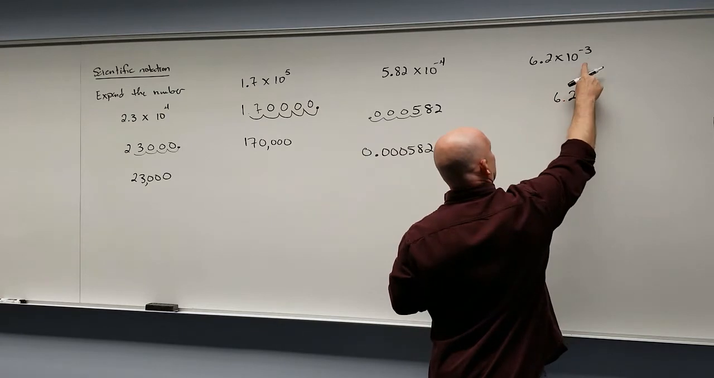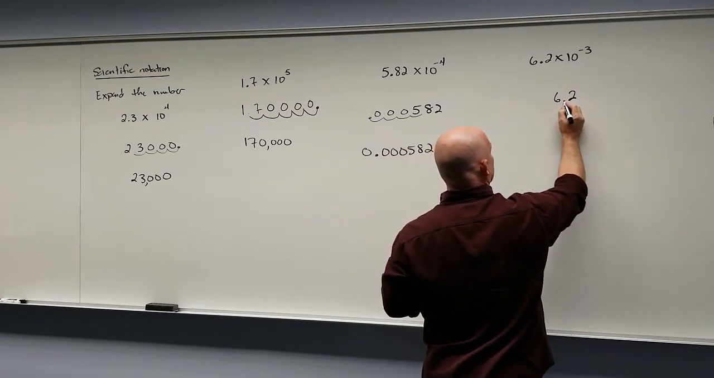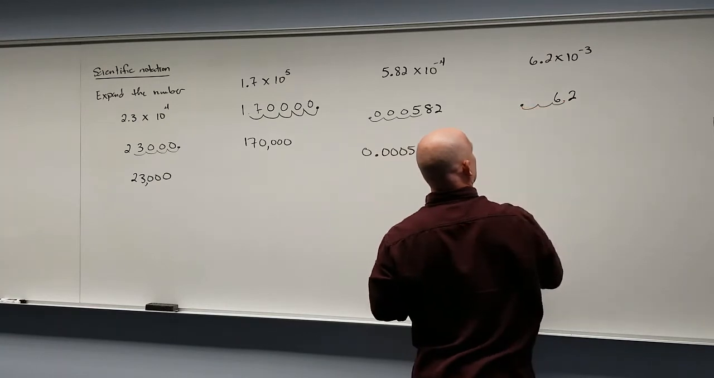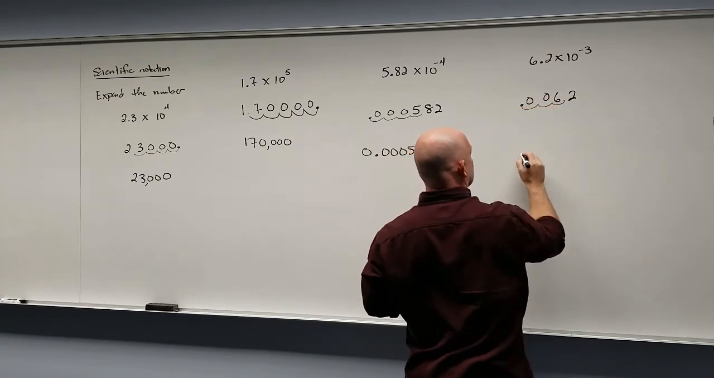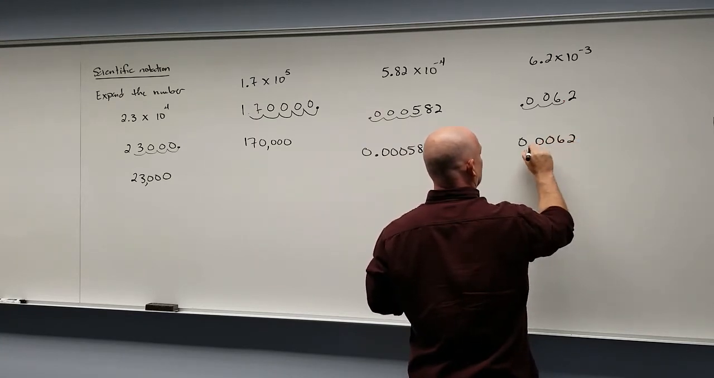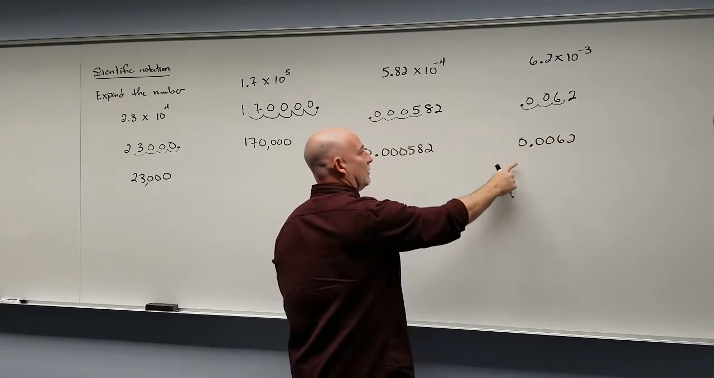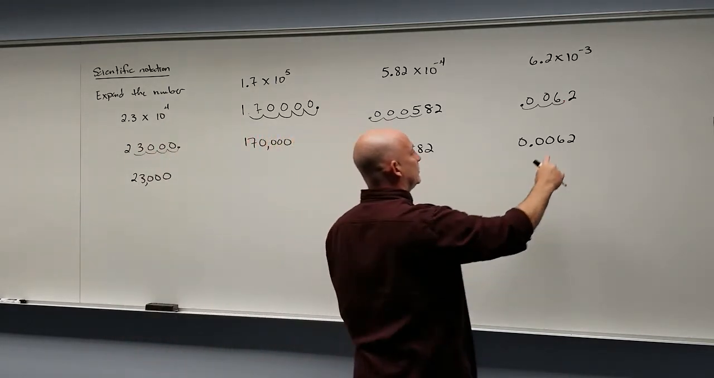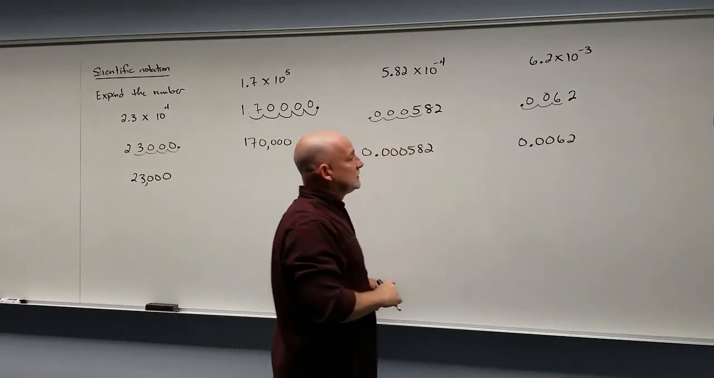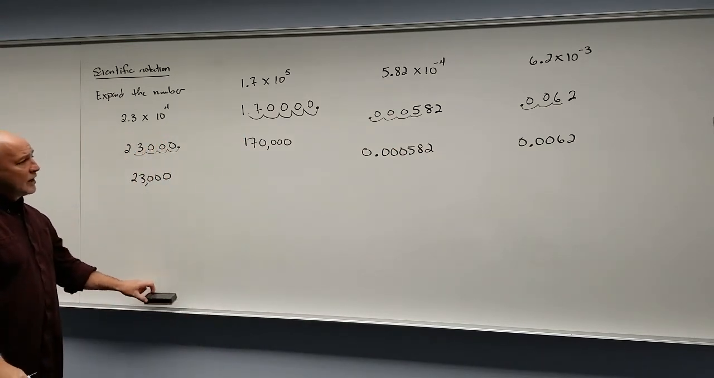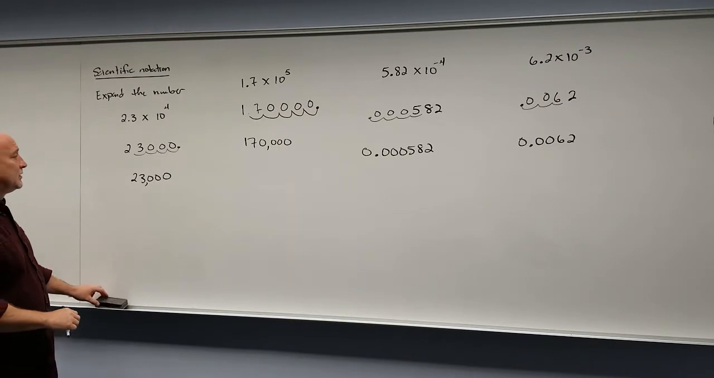Since that's a negative exponent, this is getting smaller, so I need to move it 3 places. 1, 2, 3 places. That's where the decimal is going to end up, which means I need to put 2 zeros in there. 0.0062. Again, the 0 out front is optional. Okay, so that's how you take a number that's in scientific notation and write it back as the original number. But how do we actually write a number in scientific notation?